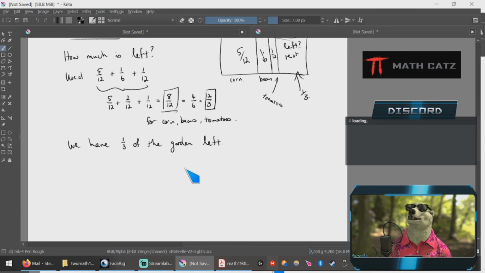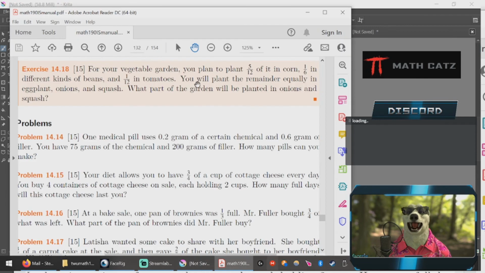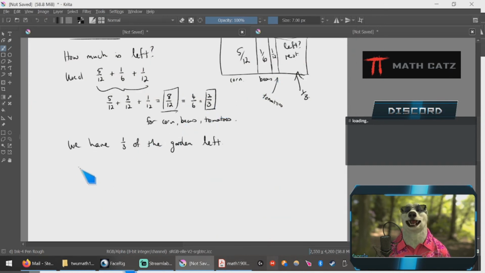That is the key. Now they say, okay, the remainder will be planted with equally eggplant, onions, and squash. So 3 types equally. What part of the garden will be planted in onions and squash? Well, let's just do them individually. And again, there's different ways to do this depending on the comfort level of the student, of the audience. Okay, so what was it? So equally, I need to split this up.